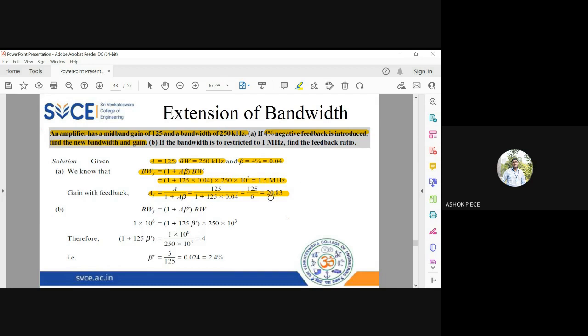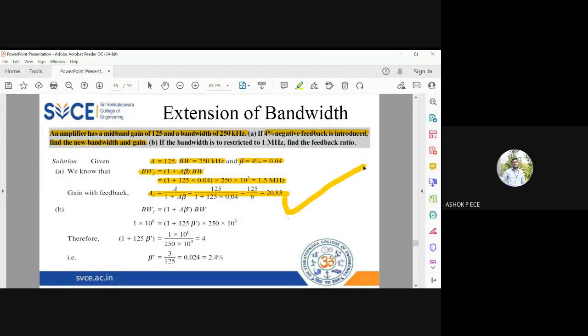So it is reduced to 20.83. So the gain reduces, bandwidth is going to increase. And how to verify this AF value is correct? We have seen that AF is approximately 1/β. Beta is 4/100. So 1/β is 100/4, so it is 25. Approximately it should be 25. The actual value is 20.83.